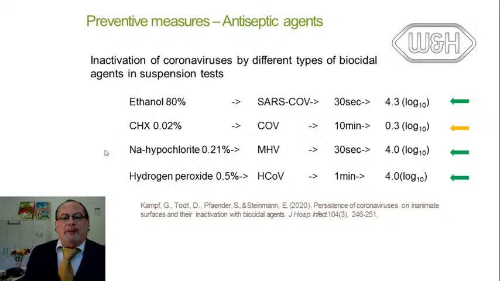Sodium hypochlorite was very effective in 30 seconds too, and such was hydrogen peroxide in a concentration of 0.5% when it was used for 1 minute. So why do we use it with 1% in the mouth? It's because we lower the concentration, of course, with the saliva that we carry in our mouth.